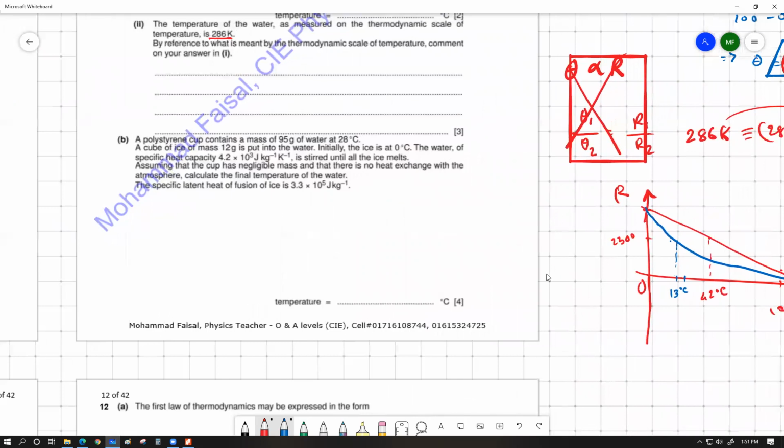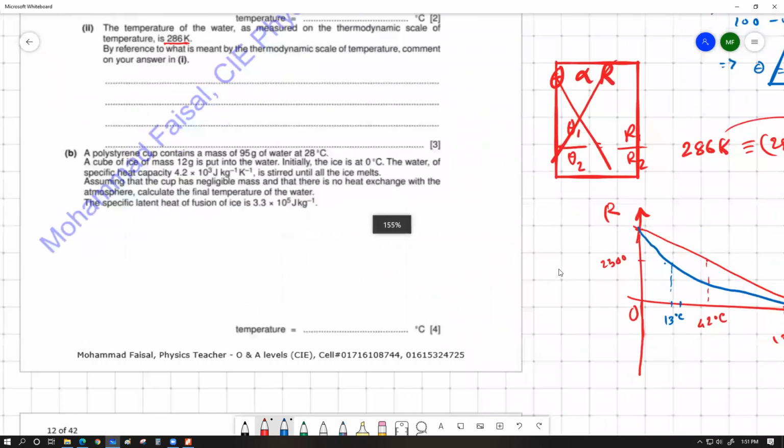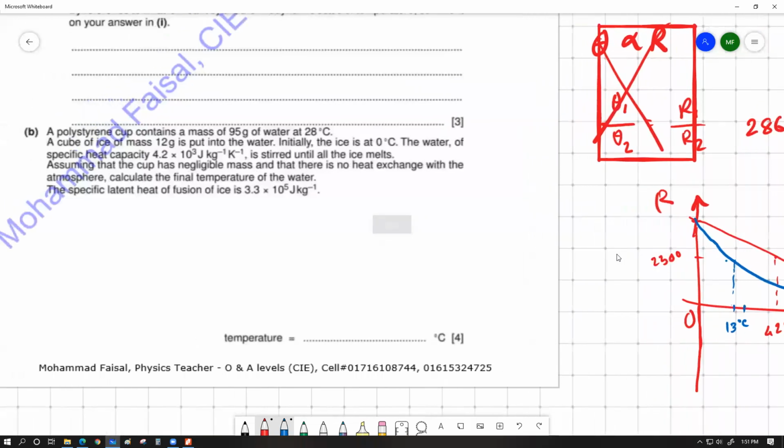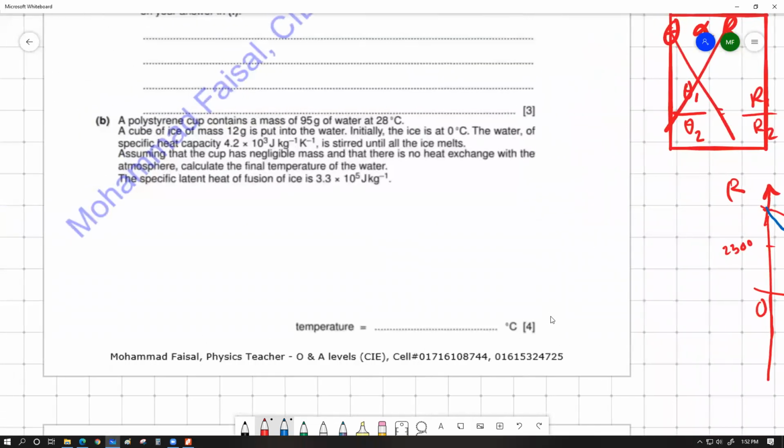Achha, let's look at question number B. Have a look at this one. This is a simple problem, but we have a lot of numbers to work with, and it's a 4-mark question, so might as well take some consideration. A polystyrene cup contains a mass of 95 grams of water at 28 degrees Celsius. A cube of ice of mass 12 grams is put into the water. Initially, the ice is at 0 degrees Celsius. The water of specific heat capacity 4.2 × 10⁻³ joule per kg per Kelvin is stirred until all the ice melts. Assuming that the cup has negligible mass and that there is no heat exchange with the atmosphere, calculate the final temperature of the water.